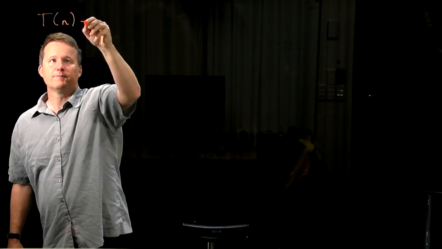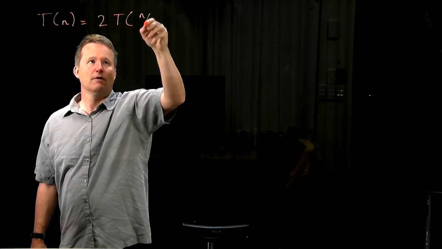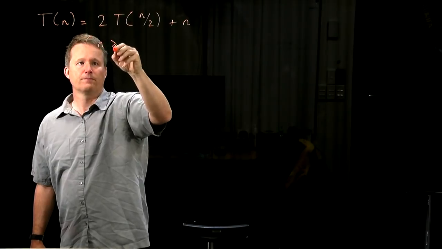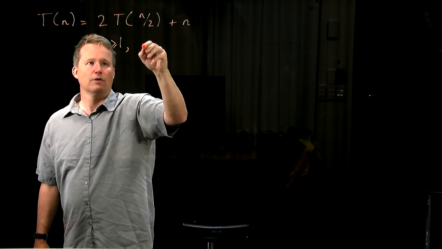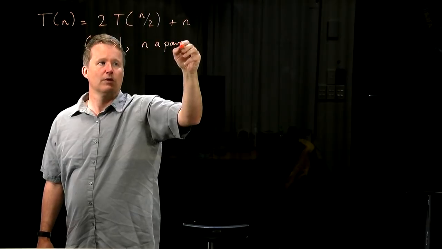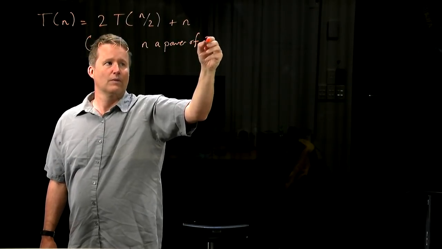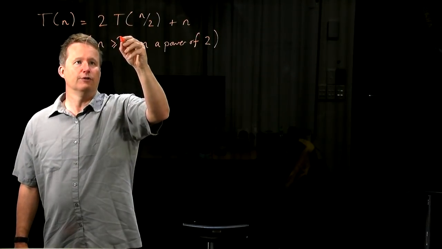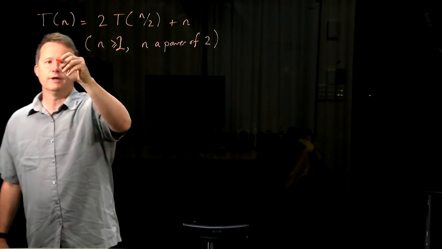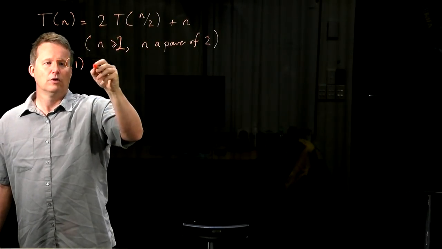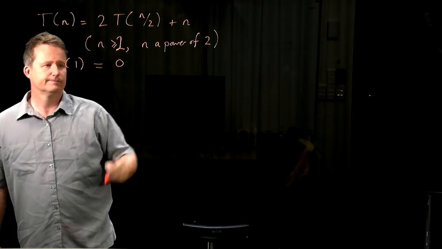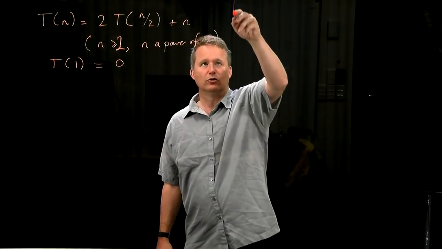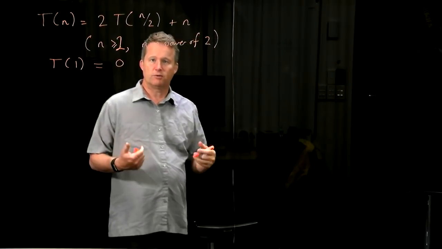The original one, which we called the merge sort recurrence. This is when n is at least 2 and T of 1 is equal to 0. That's the simplified merge sort recurrence where we don't have to worry about floors and ceilings. Let's see whether we can solve this one.